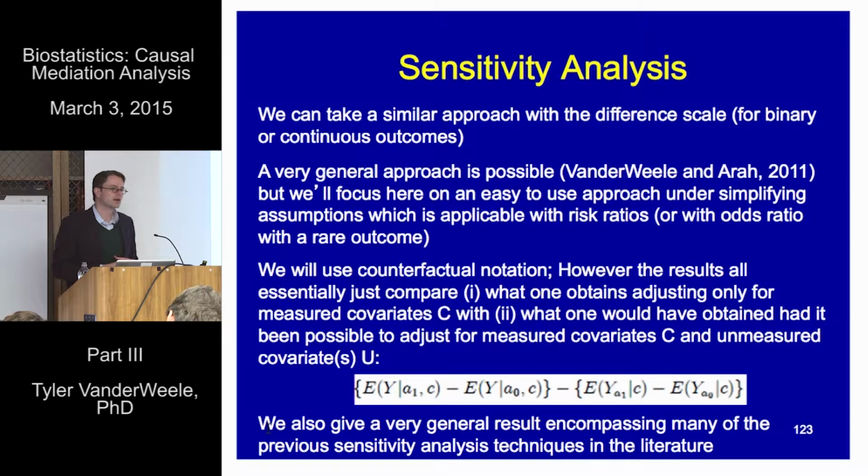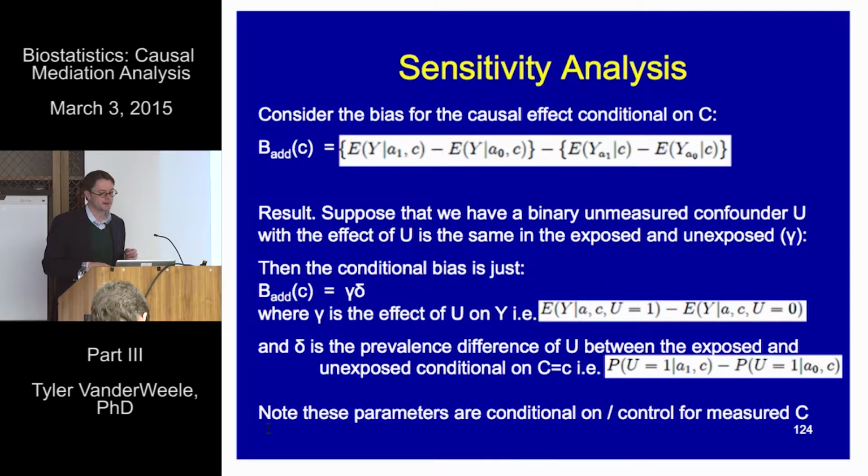Okay, so pretty much the same thing can be done on the difference scale. We've been talking about the ratio scale, but the results on the difference scale really are quite analogous. On the difference scale, our bias factor is just the difference between our estimate having controlled only for the measured covariate C versus the true causal effect. So we're taking the difference rather than the ratio of those two. And in fact, on the difference scale, the results are even more straightforward.